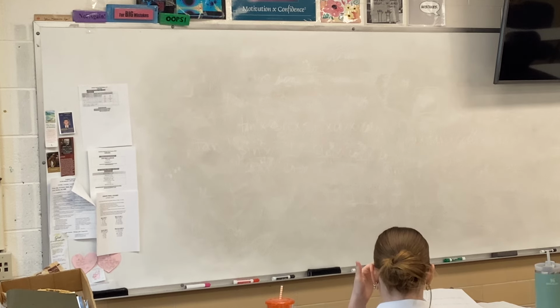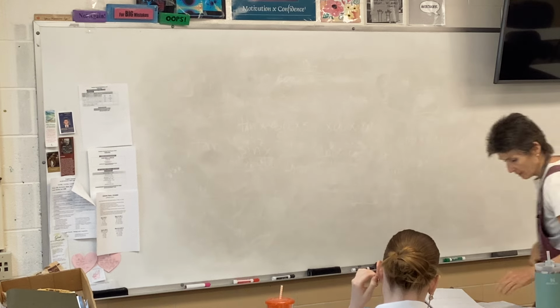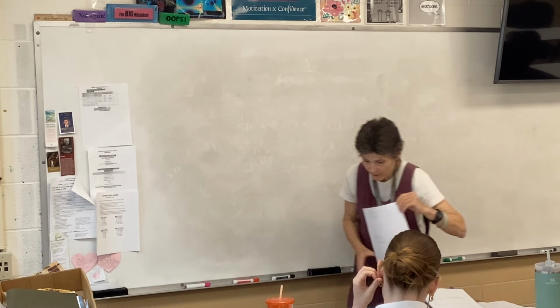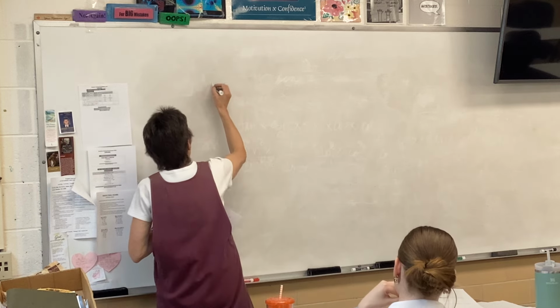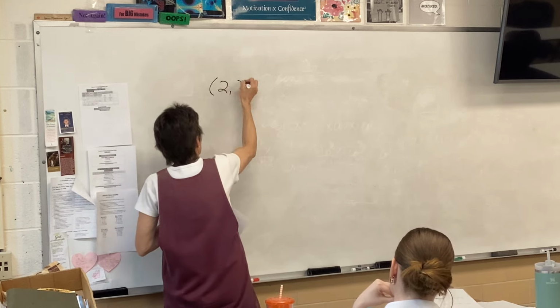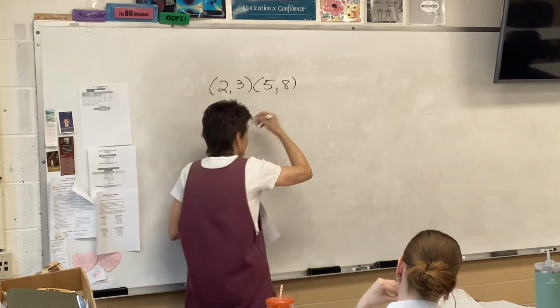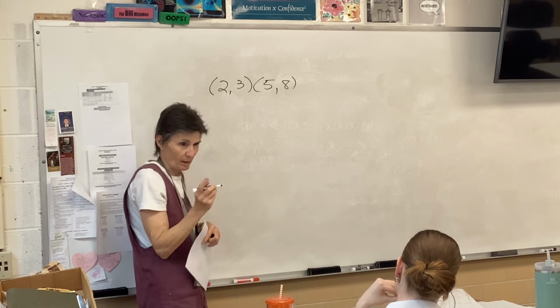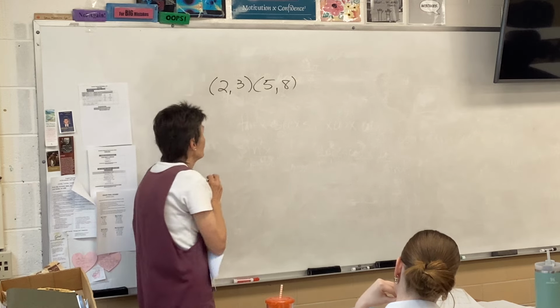Okay? All right, so pretty easy stuff. We're going to write the parametric equations of the line. Now, if I gave you 2 points, like (2, 3) and (5, 8), you could write the equation of a line, right? What would be the first thing that you would do?